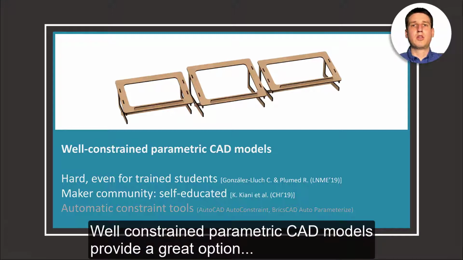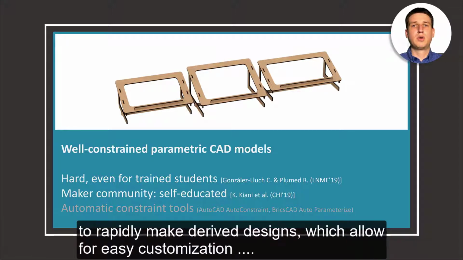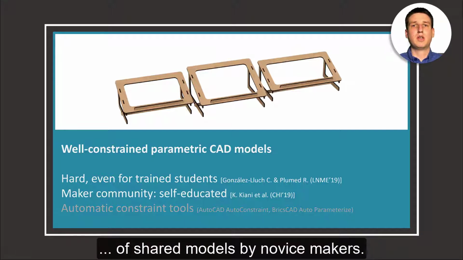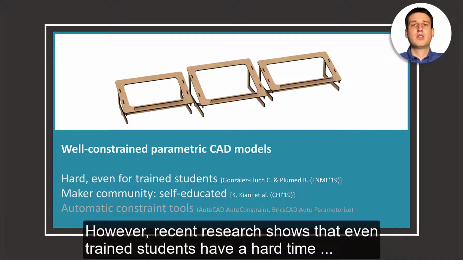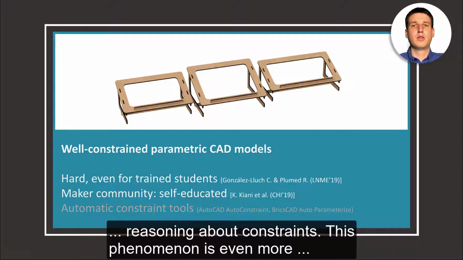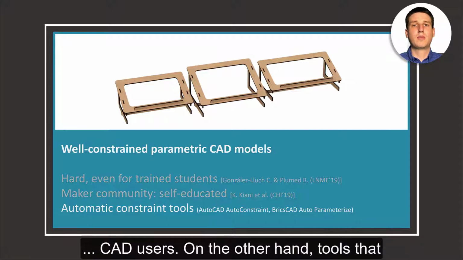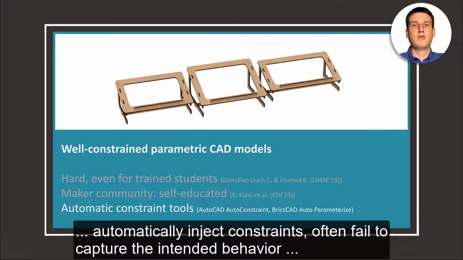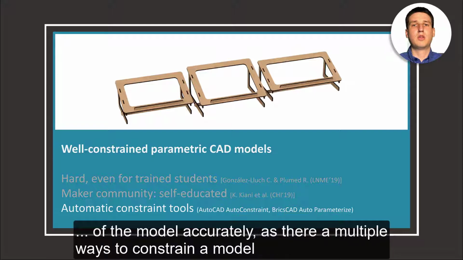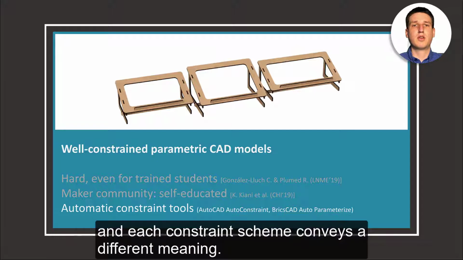Well-constrained parametric CAD models provide a great option to rapidly make derived designs, which allow for easy customization of shared models by novice makers. However, recent research shows that even trained students have a hard time reasoning about constraints. This phenomenon is even more pronounced in the maker community, as most makers are self-educated CAD users. On the other hand, tools that automatically inject constraints often fail to capture the intended behavior of the model accurately, as there are multiple ways to constrain a model and each constraint scheme conveys a different meaning.